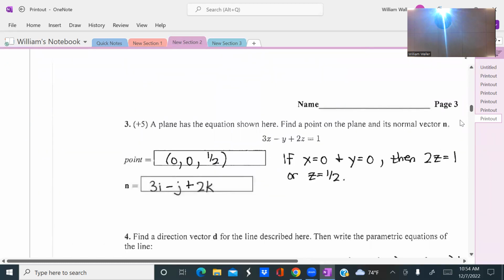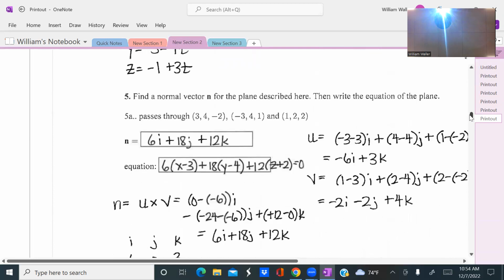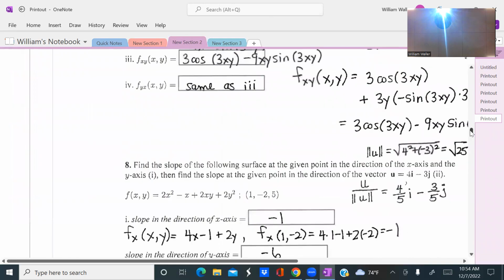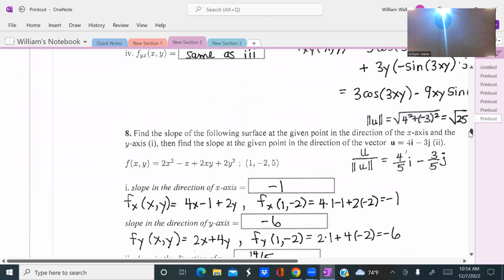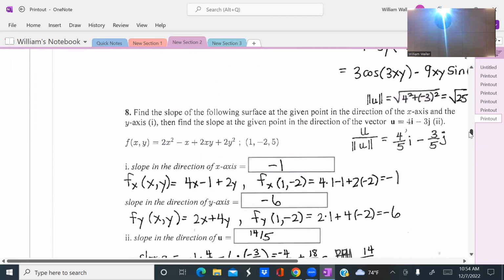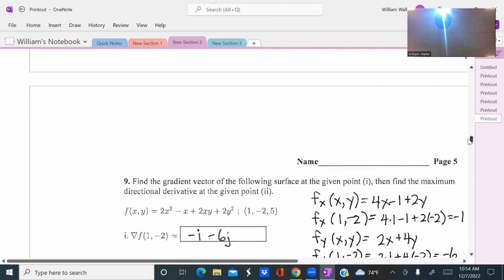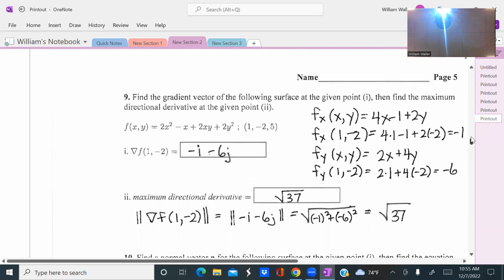And then, using vectors to write down formulas for planes and write down formulas for lines. So be sure you have those types of problems. And then finding slopes, right, of surfaces in particular directions. So like problem number 8, and then don't forget about the gradient vector, right?